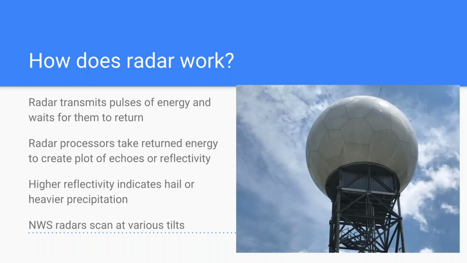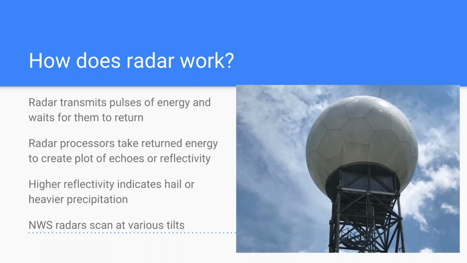At a very simple level, radar transmits pulses of energy and waits for them to return. So the radar will send out information and wait for it to come back. And it's all up to the radar processors to make sense of this information, because ultimately we need those processors to create a plot of what we call reflectivity. In other words, radar sends out a pulse of energy and looks to see how much of that energy returns. How much does that atmospheric target, whether it be a raindrop, hailstone, dirt, or dust, how reflective is it?